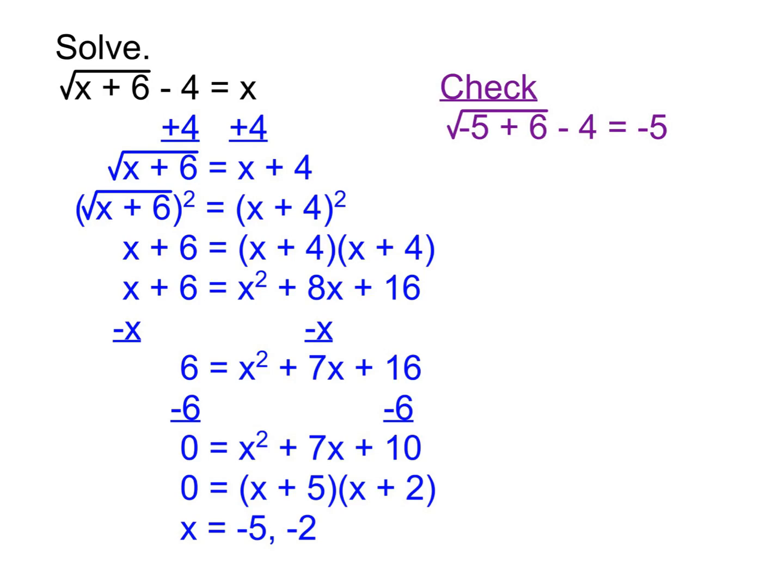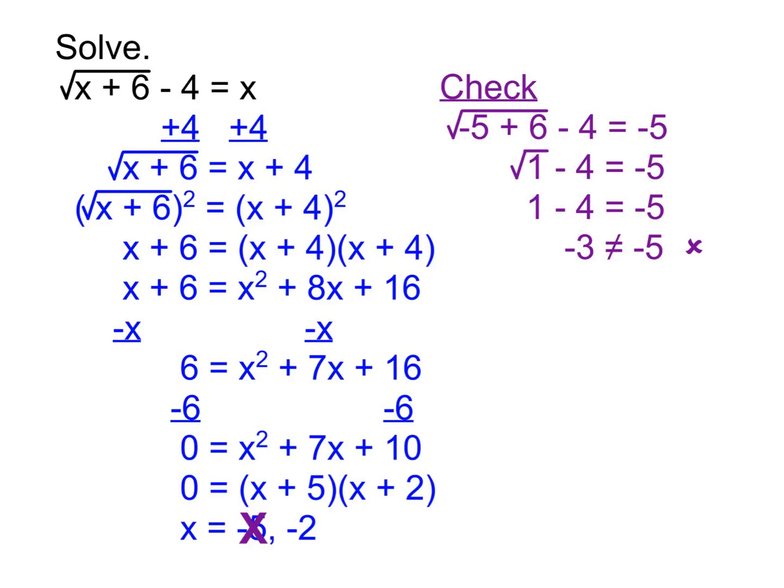So in this particular case, I'm plugging in the negative 5. Notice it goes in for both x's. And so order of operations says figure out the inside of the square root first. So negative 5 plus 6, that gives me the 1. Then I can take the square root of 1, which is 1. And 1 minus 4 is a negative 3, which does not equal negative 5. Therefore, that one will not give us a valid solution. And so that one is extraneous.